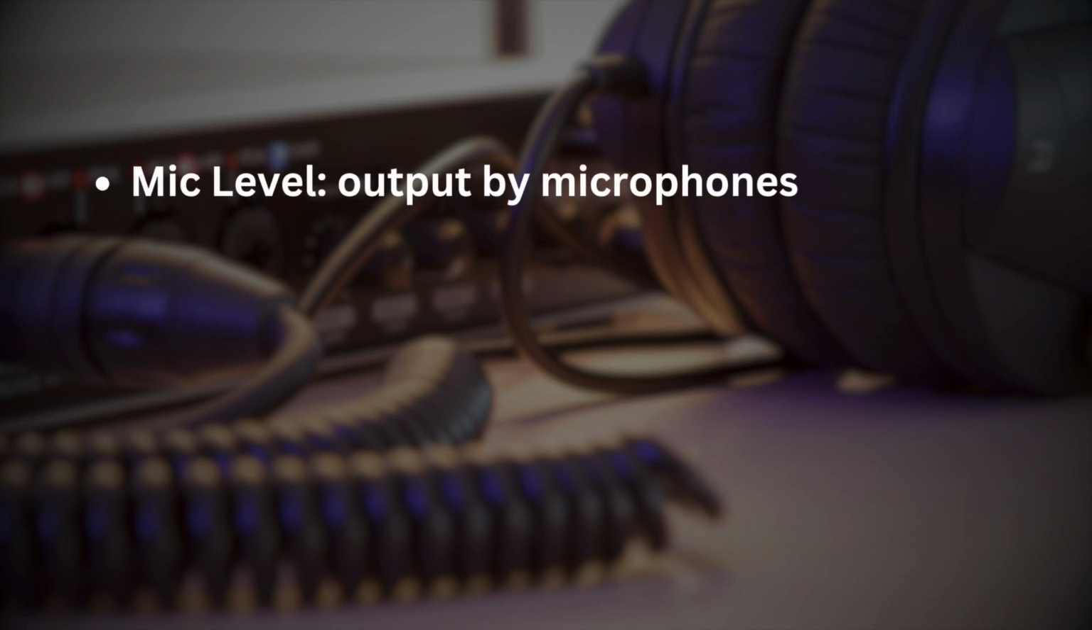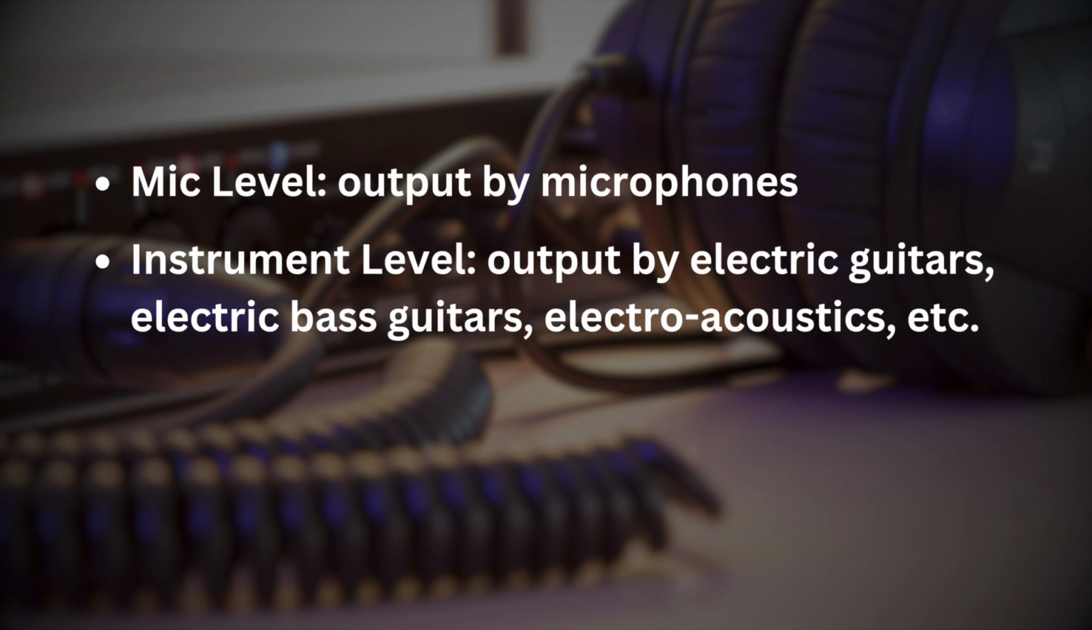Okay, so the first signal type that we'll talk about is a mic level signal. Now, a mic level signal refers to the kind of signal that would be output by a microphone. Next, you have instrument level. So an instrument level signal refers to the signal that's output by something like an electroacoustic guitar or an electric guitar or an electric bass, something like that. And then lastly, we have line level signals.